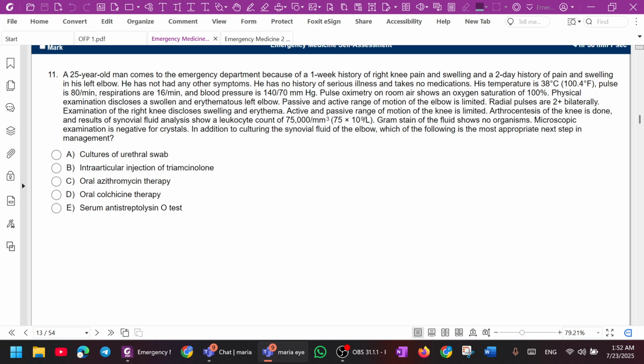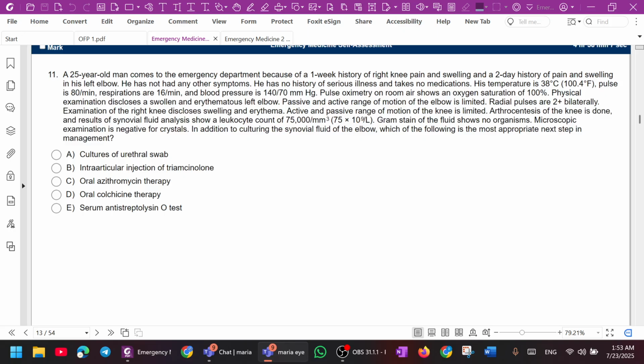His temperature is 100.4 degrees Fahrenheit, pulse is 80 per minute, respiration 16 per minute, blood pressure 140 by 70. A pulse oximeter on room air shows oxygen saturation 100%. Physical examination discloses a swollen and erythematous left elbow. Passive and active range of motion of the elbow is limited. Radial pulses are 2 plus.